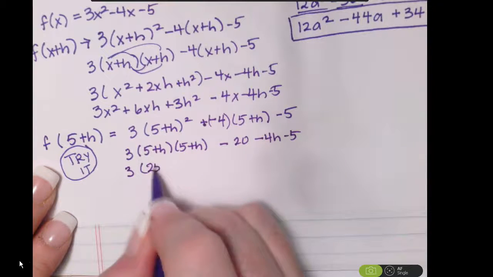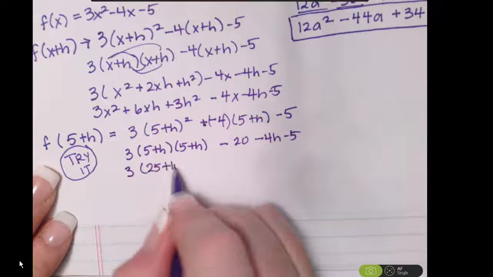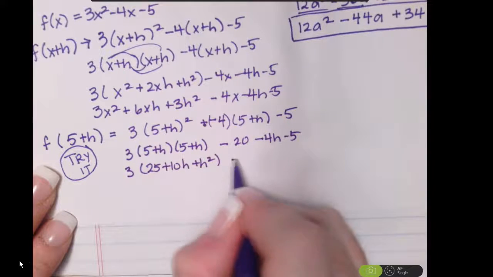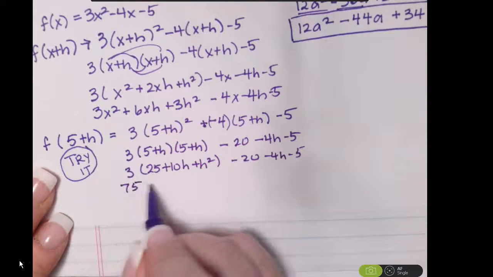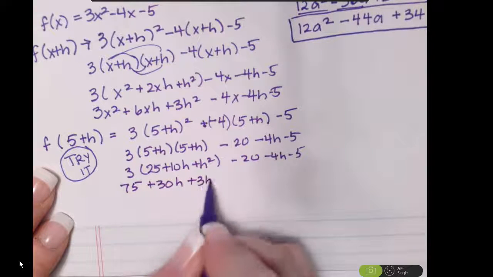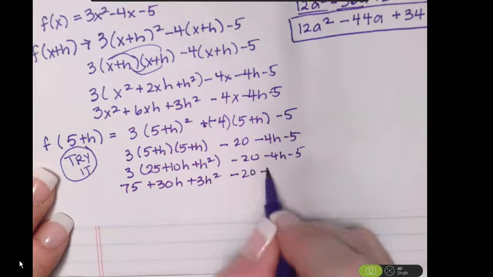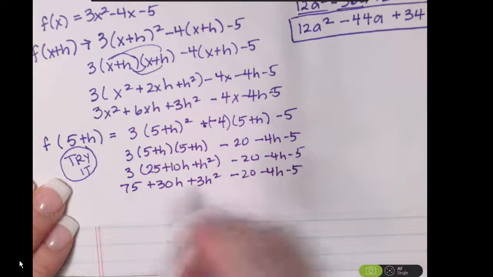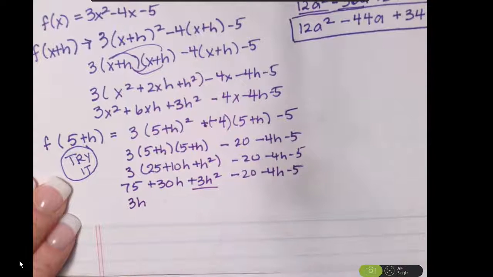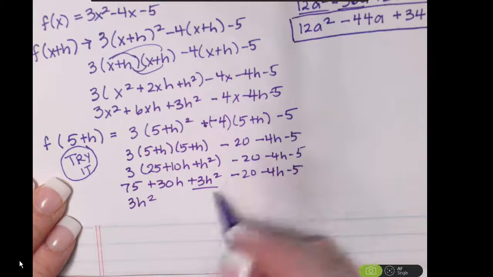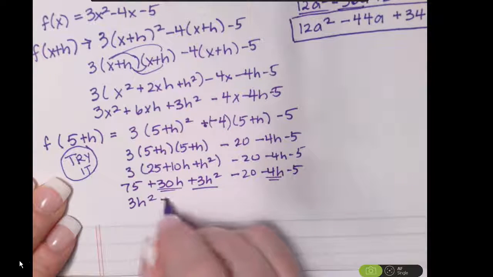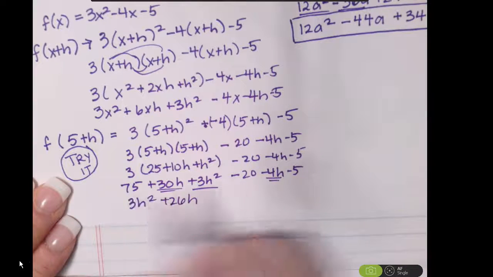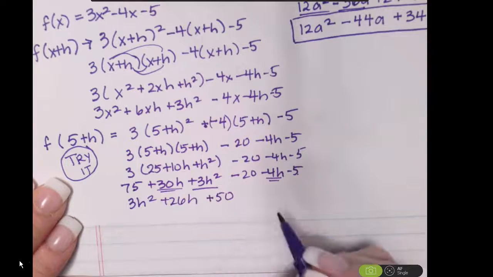5 times 5 is 25 plus 5h plus 5h plus h squared minus 20 minus 4h minus 5. That gives 75 plus 30h plus 3h squared minus 20 minus 4h minus 5. Alright, so it's time to combine like terms in descending order of the variable. 3h squared. Now I'm going to combine my h's. Positive 30 minus 4. And now my numerical value, 75 minus 25 is 50.